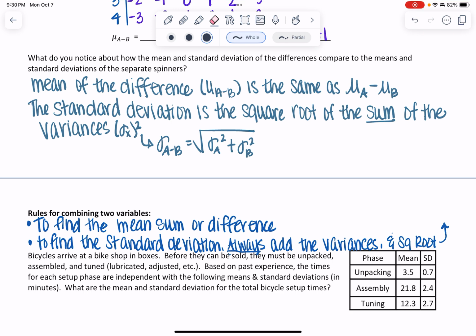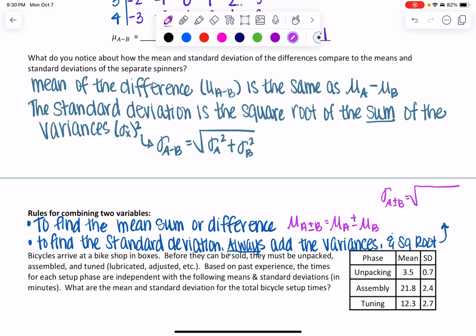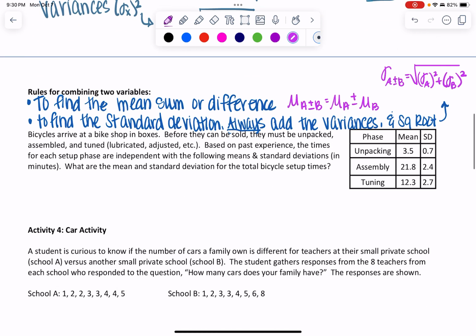So for this one, I'm just rewriting. So this one was mu of A plus or minus B is equal to the mu of A plus or minus the mu of B. It's going to be one or the other. And for standard deviation of A plus or minus B, it's going to be the same equation regardless. It's going to be the standard deviation of A squared plus the standard deviation of B squared. And square root that. So let's do an example over here.